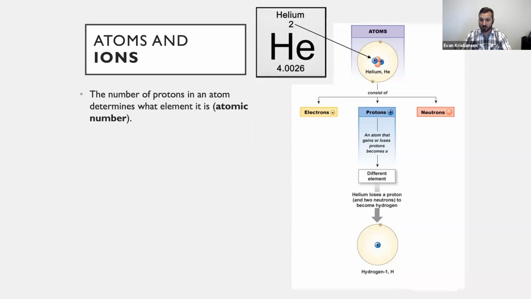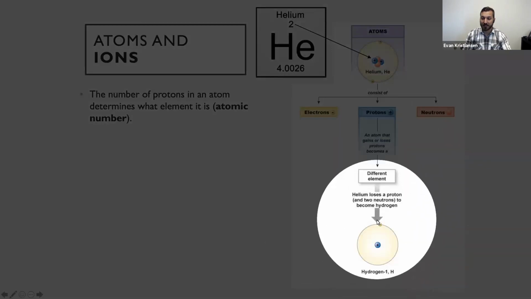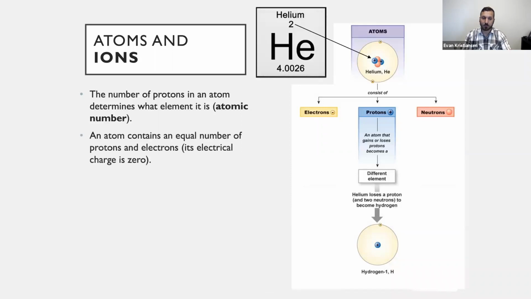Okay, so hydrogen, as a different example, has only 1 proton and a single electron. So the difference between helium and hydrogen is that 1 proton, but helium can also have neutrons. An atom contains an equal number of protons and electrons. That means that its electrical charge is 0. So if you're looking at a hydrogen atom or a helium atom, the number of protons and electrons should be the same.